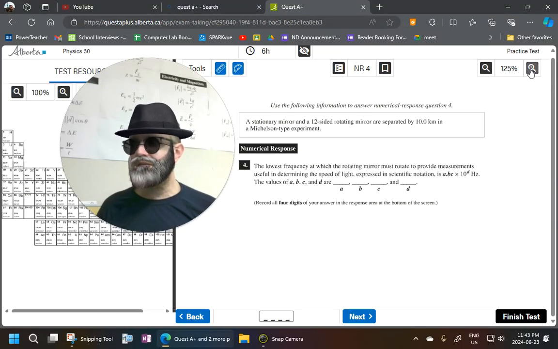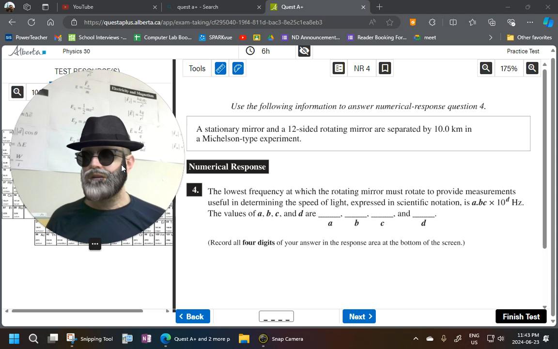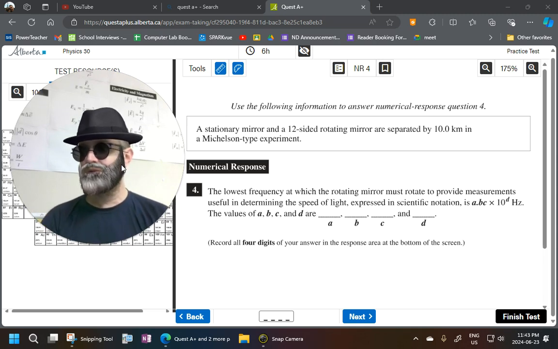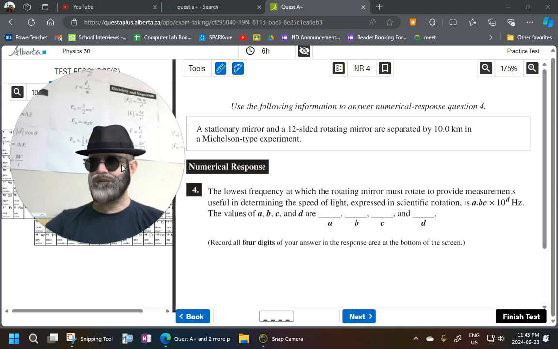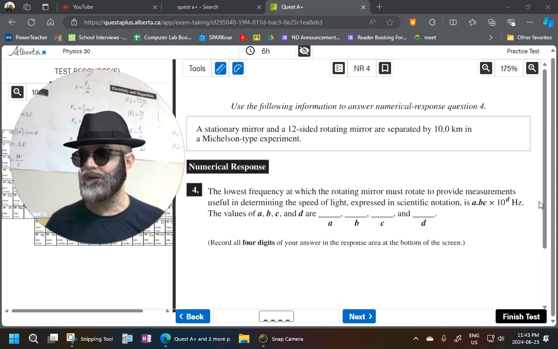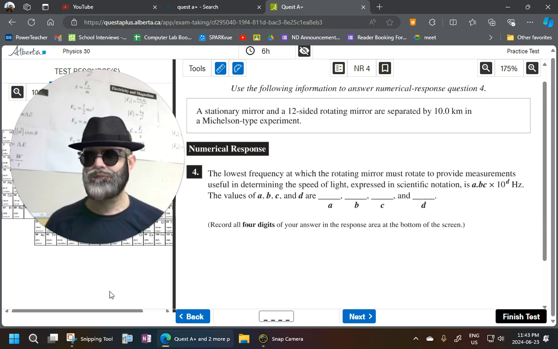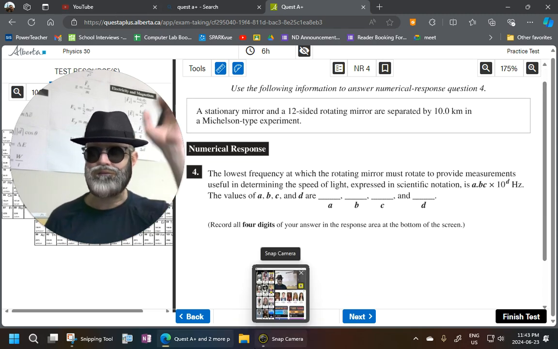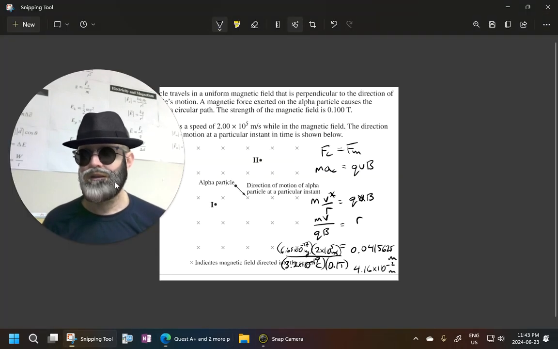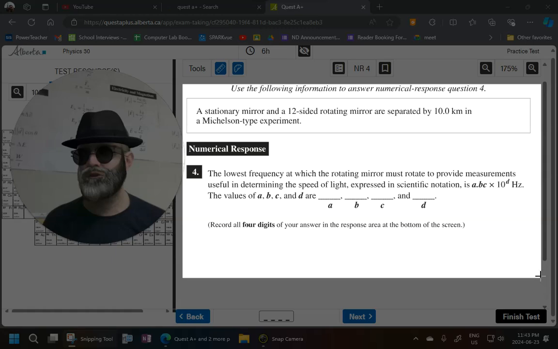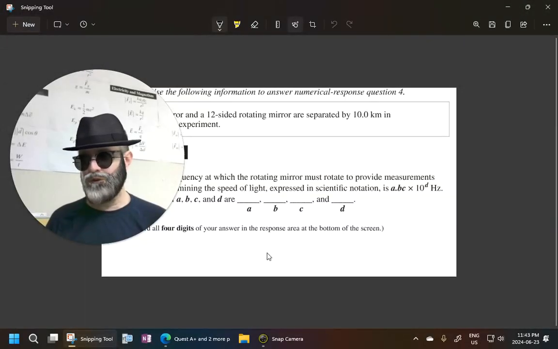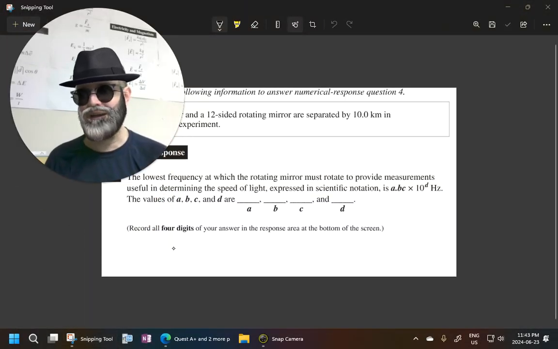Okay, in a Michelson type experiment, a 12-sided rotating mirror, 10 kilometers apart from each other. What's the lowest frequency that works? So remember, this is one of those formulas which are not on your formula sheet because it's just too specific, even though all these other formulas are pretty specific too. But remember, this formula is the 2DNF formula. The reason we use 2 is because it's got to go there and back.